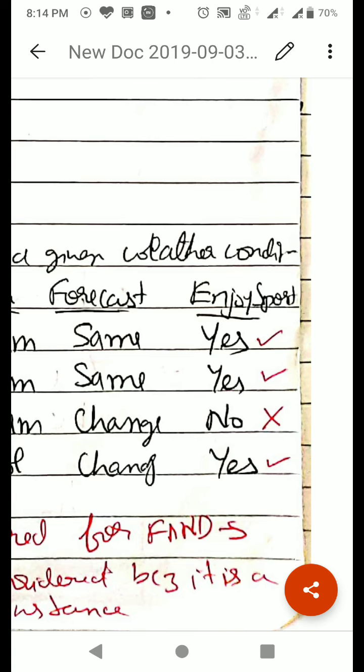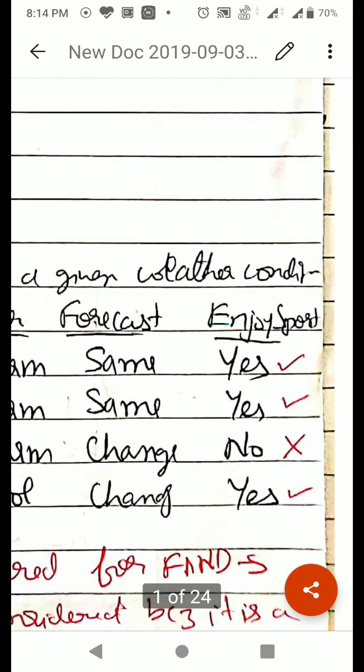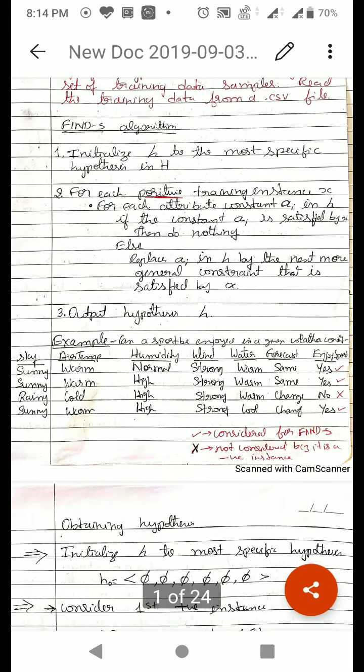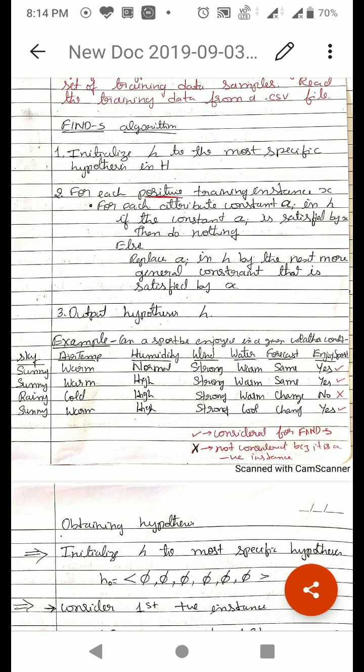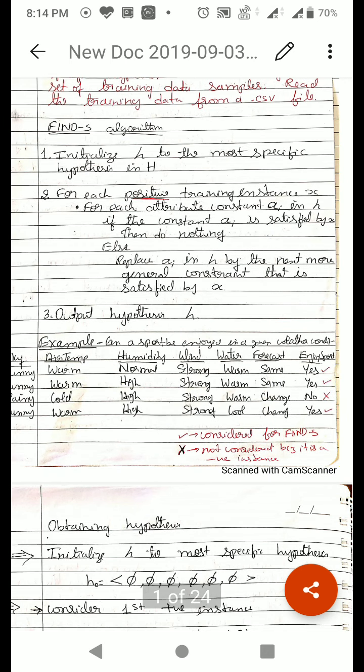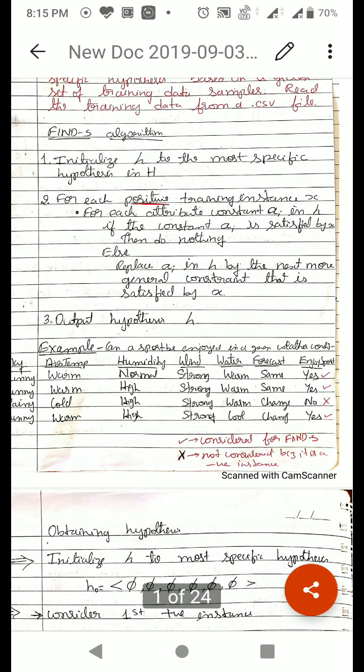So the question in this example is, can I enjoy the sport based upon the given weather conditions? The weather conditions are actually based on the attributes, that is sky, air temp, humidity, wind, water and forecast, weather forecast. So in the first one, as you can see, if sky is sunny, temperature is warm, humidity is normal, wind is strong, water is warm, forecast is same, the outcome is yes.